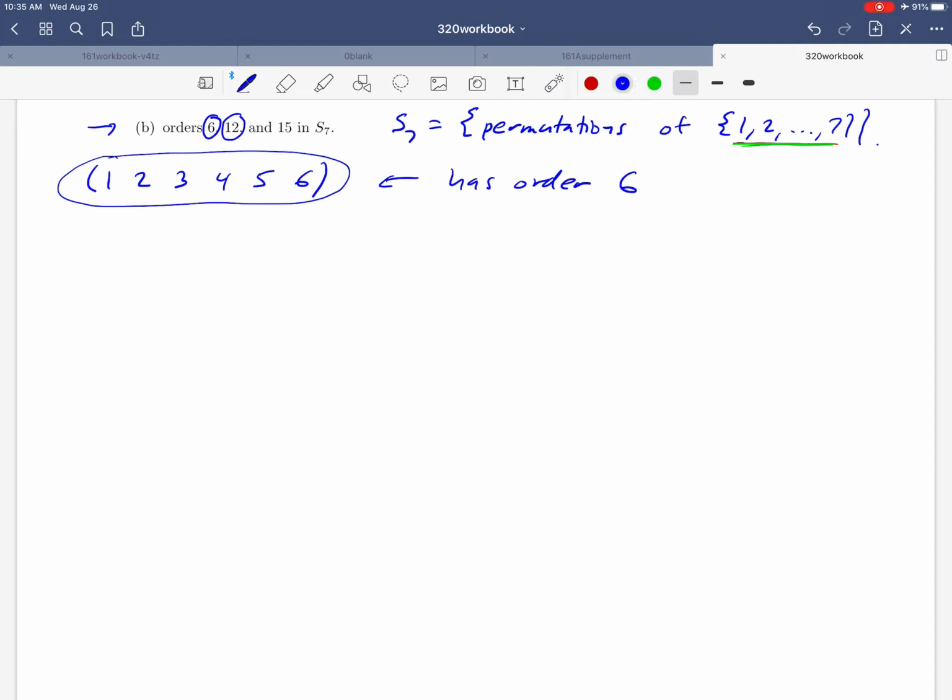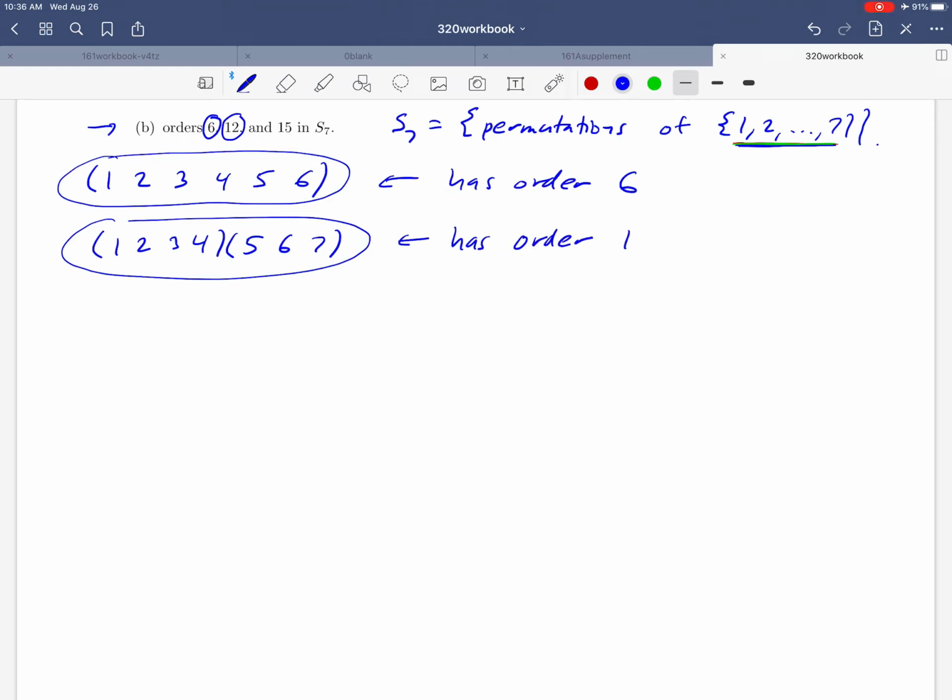And so a way to get an element of order 12 would be just to take a 4 cycle and compose it with a disjoint 3 cycle. Notice that that is a legal permutation because we've only used the numbers in the set 1 through 7, and it's a disjoint product of cycles, so its order is going to have to be the least common multiple of the cycle lengths. So this has order 12, which is the LCM of 4 and 3. So the answer to the first two parts of this question was yes, we were able to find elements of order 6 and 12.